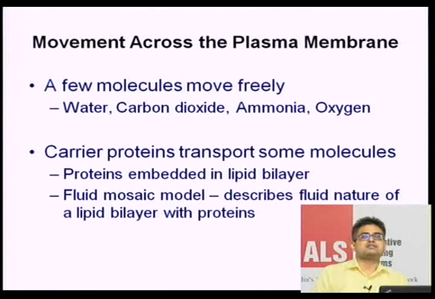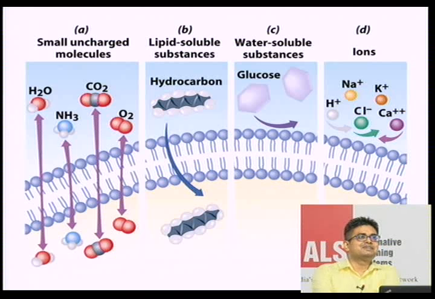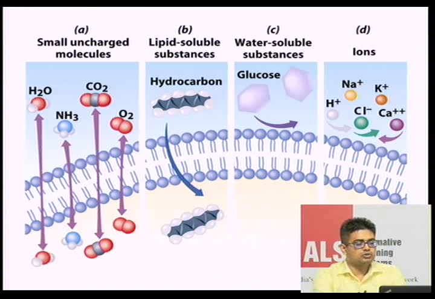So if something is lipid soluble, it will easily cross. But for water soluble substances, we have to introduce some special help. Some molecules can move freely: water, carbon dioxide, ammonia, oxygen. Small molecules can move freely. But for larger molecules like sodium ion, potassium ion, chloride ion, we need some carrier transport molecules, and this is nothing but proteins. Proteins form a channel within which these things can move freely. I'll give this slide to you so you can study this. Uncharged molecules can move freely. Lipid soluble molecules can move freely. Water soluble molecules need a carrier to move, and ions also need a carrier.